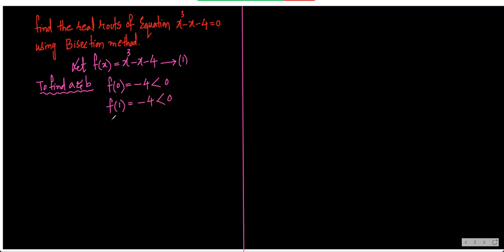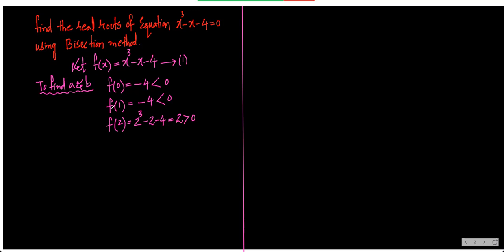Let us find out f of 2. F of 2, if you put, we will not do it directly. Let us find out 2 to the power of 3 minus 2 minus 4. 2 power 3 is 8. 8 minus 6 is 2. 2 means greater than 0.